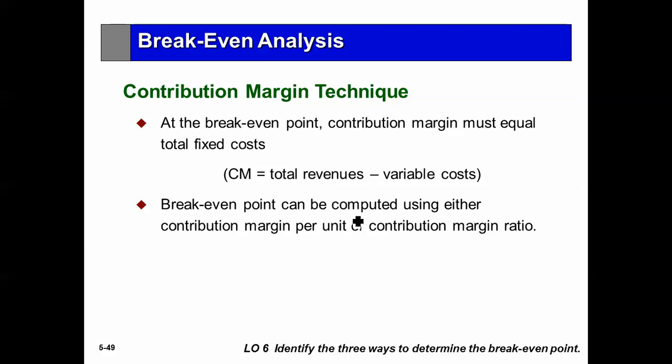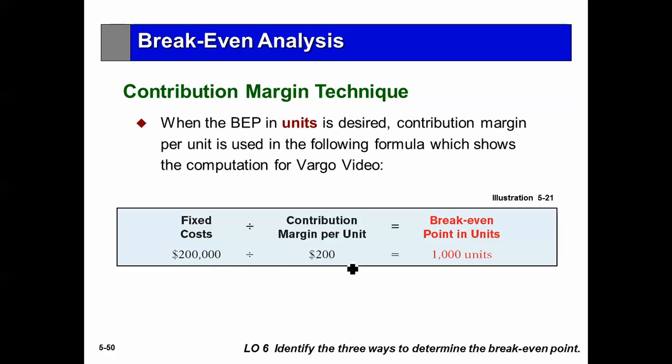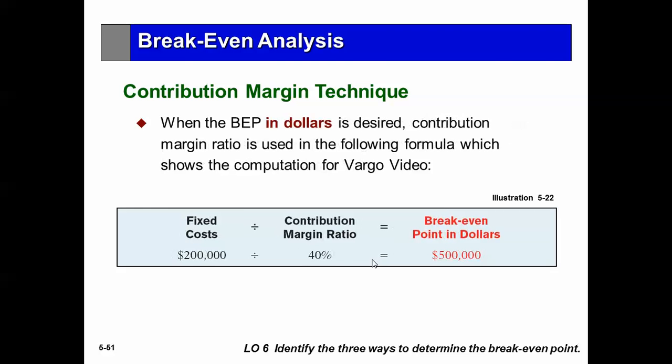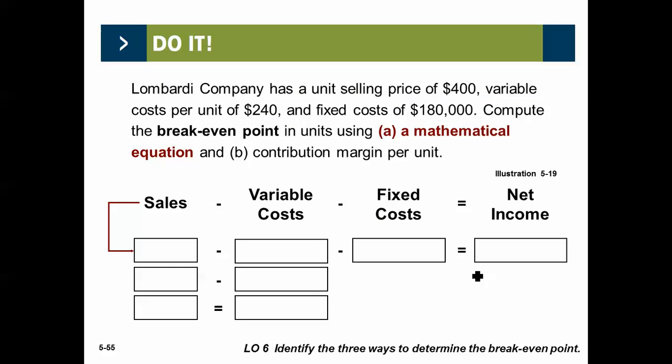Now the contribution margin technique, you simply come up with a contribution margin, which is 200, and divide it into fixed cost, and that gives you 1,000 units to break even. So that's very useful in determining what level of activity I need to break even. If I do it in ratio, I get the level of activity in dollars, the same thing. Here's an example: we have a unit selling price of 400, variable cost of 240, fixed cost of 180. Calculate the break-even point mathematically and by contribution.